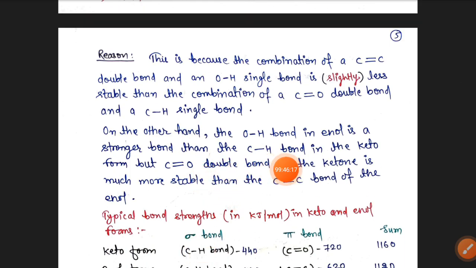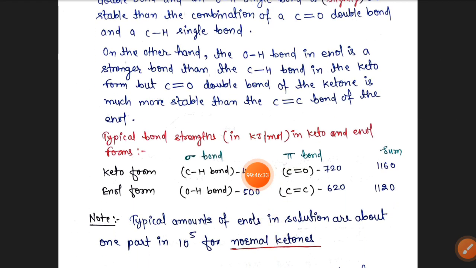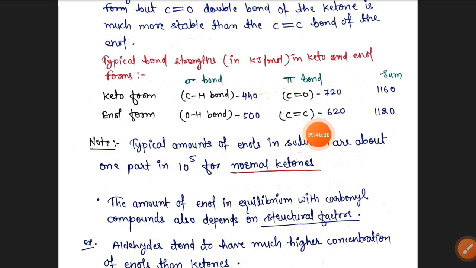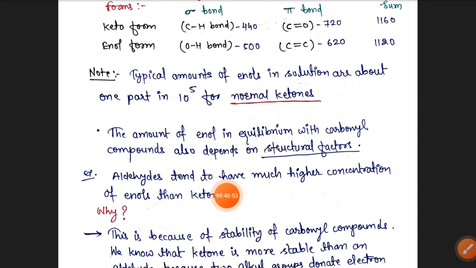On the other hand, the OH bond in enol is a stronger bond than the CH bond in the keto form, but C double bond O of a ketone is much more stable than the C double bond C bond of enol. So these are the typical bond strengths in keto and enol formation. Note, the typical amount of enol in solutions is about 1 part in 10 to the power 5 for normal ketones. The amount of enol in equilibrium with carbonyl compounds also depends on structural factors.